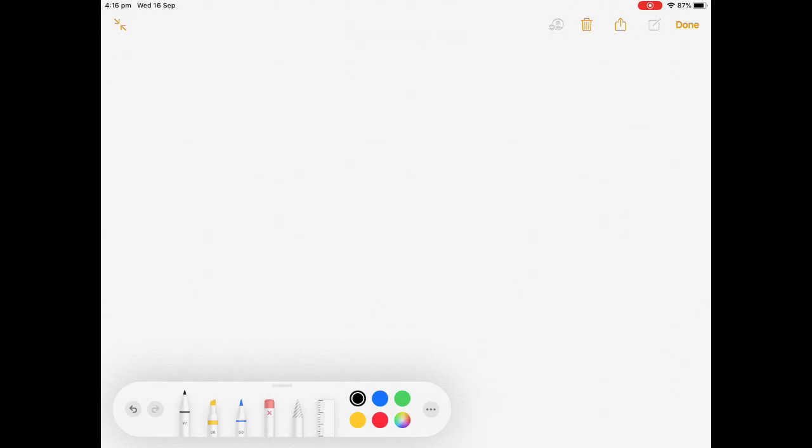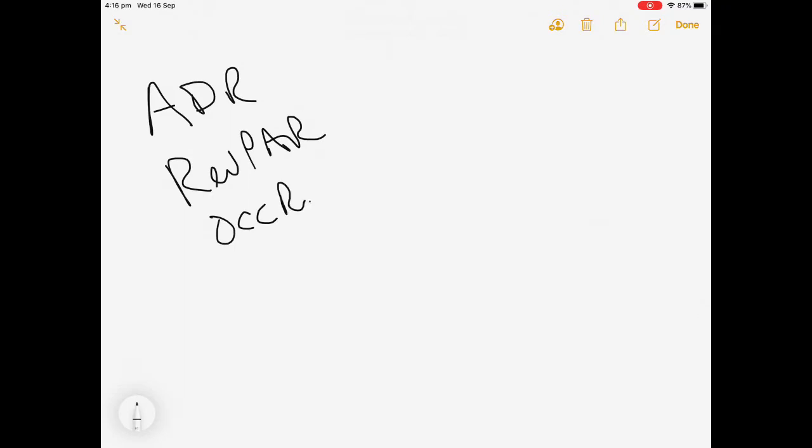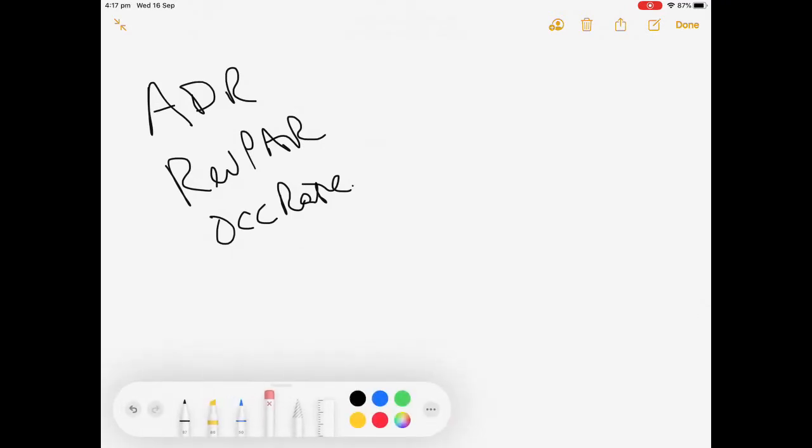Everybody, I was asked by some of your classmates. I've been doing a lot of essay consultations, and some people mentioned to me that they were struggling with the ADR, the RevPAR, and the idea of occupancy rate. So I was asked if I could explain these in a little bit more detail, so that's what I'm going to do today.